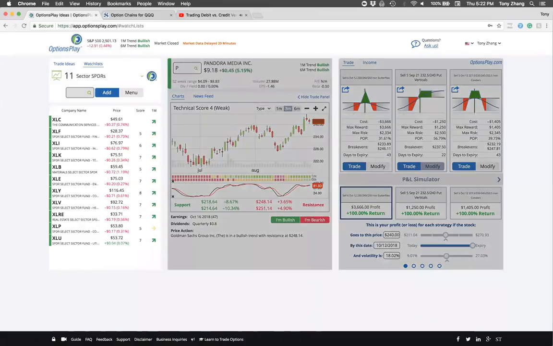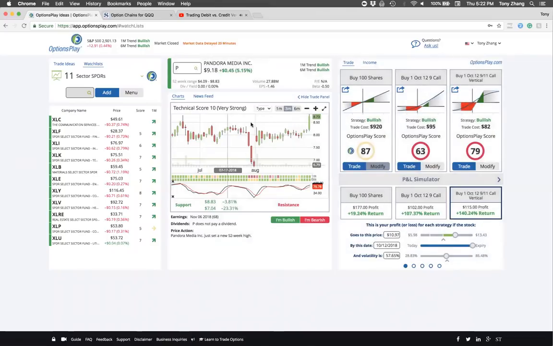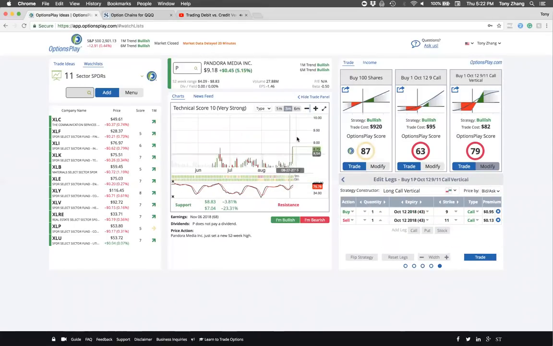Can you look at Pandora? Sure, I'll pull up Pandora. What's your view on Pandora here? Pandora just broke out above that $8.50 resistance level. So certainly, if you're expecting a breakout and you think the stock's going to move significantly higher, a debit spread is certainly something to consider.